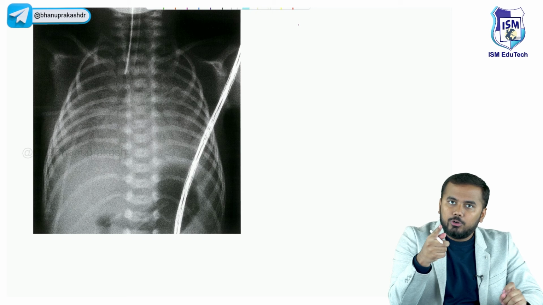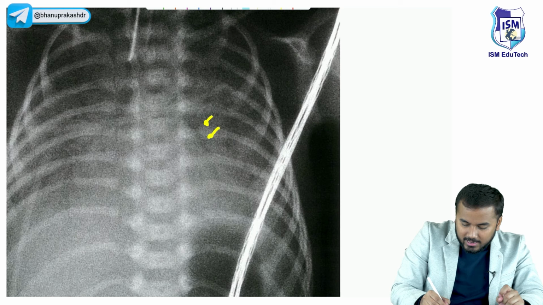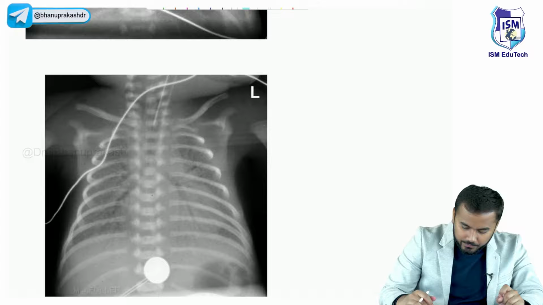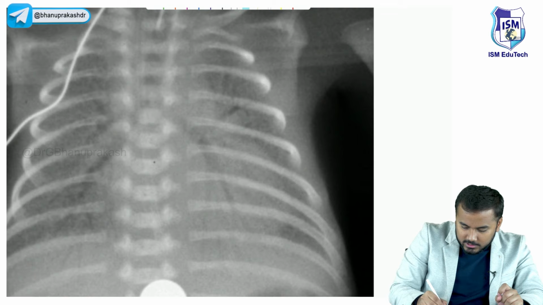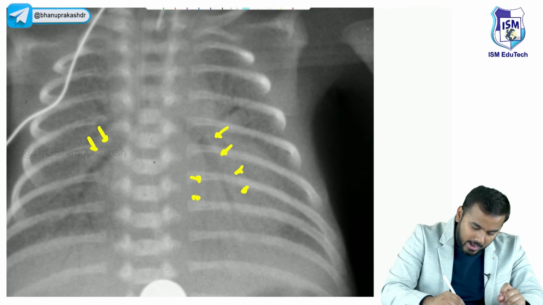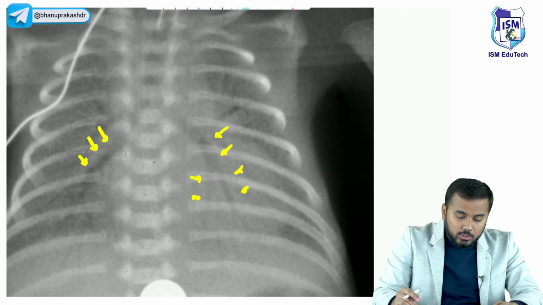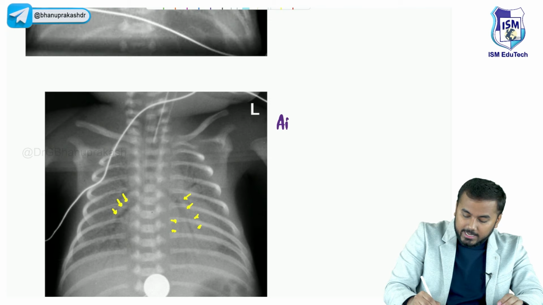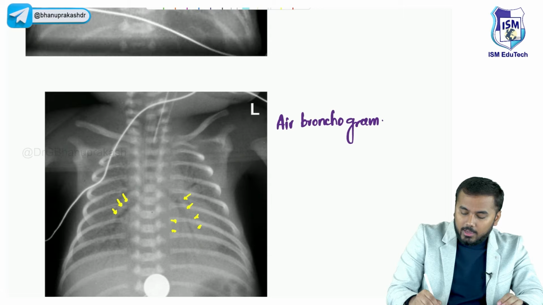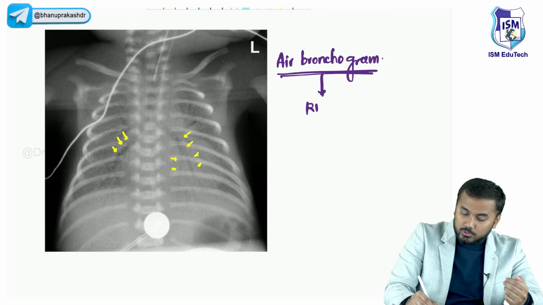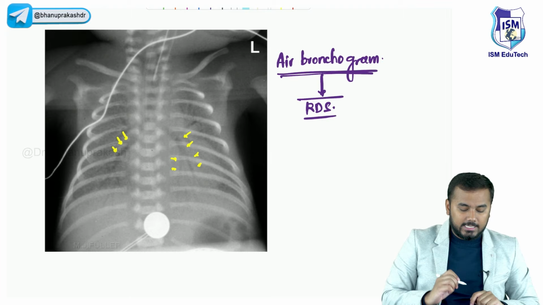I want you to concentrate on one very important thing. If you look in the X-ray, can you see a black color line here, guys? If it is not clear, I'll show it in the next X-ray. Here, can you see this black color line which is branching into two? Here also, can you see this black color line? This is called air bronchogram sign. This tells that the lung is under severe respiratory distress. In case of severe respiratory distress, you would see this air bronchogram.